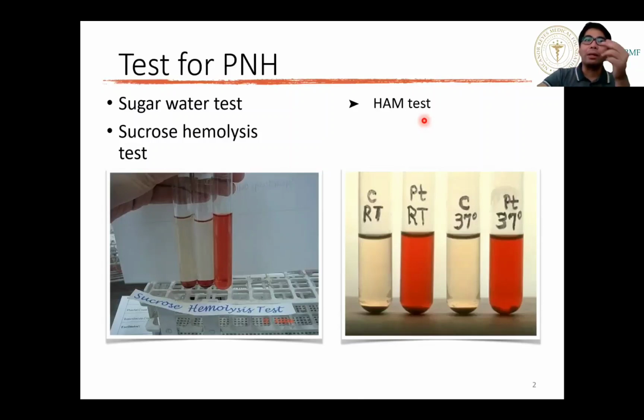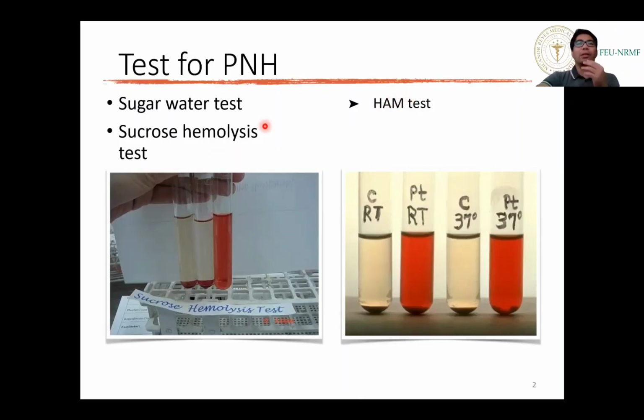Kaya pag tinanong sa inyo, what are the confirmatory tests for PNH? Pwede yung HAM test, pwede yung flow cytometry, detecting the presence of CD55 or 59. Pwede rin ba yung sucrose hemolysis test? Pwede na rin, kasi sabi ni Barbara Brown yun, na sucrose hemolysis test will be part of the confirmatory test. Pero the best answer, HAM test and flow cytometry for confirming PNH.